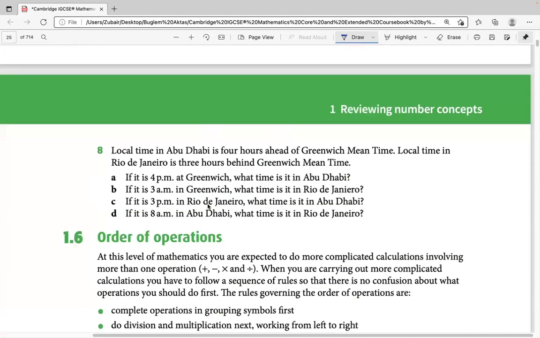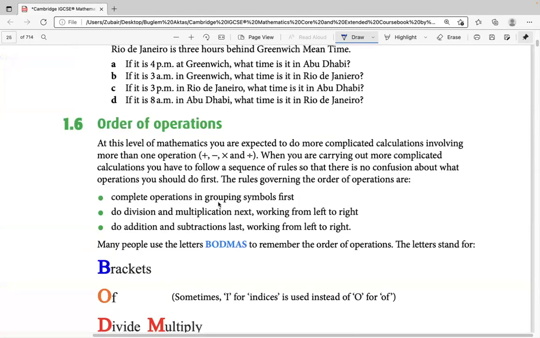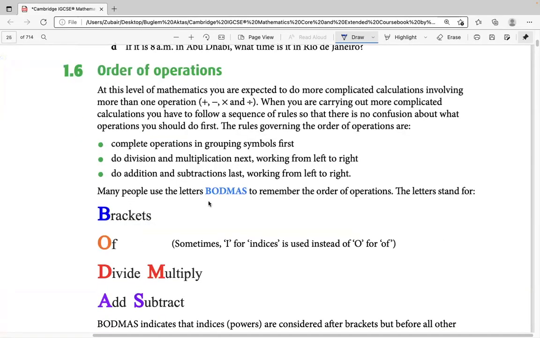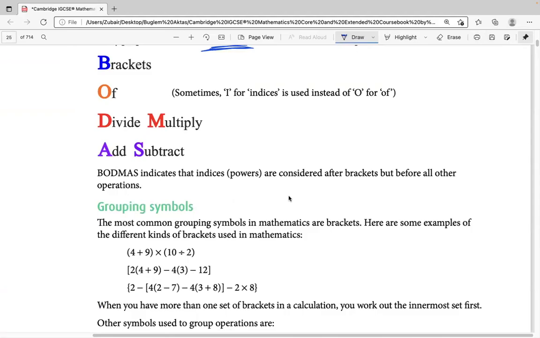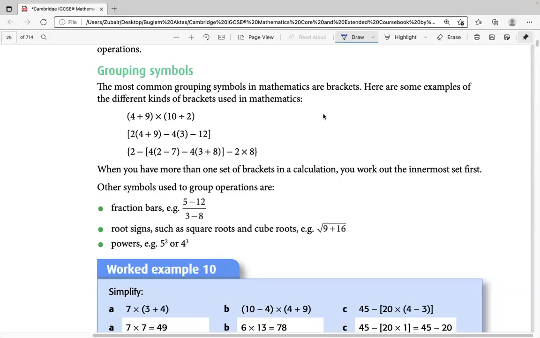Okay. Order of operations. Do you understand what BODMAS means? Yes. Very good. So we can save our time and just jump to the practice question. If I write 6 plus 2 divided by 2, what would be the answer? It would be 7. Very good.